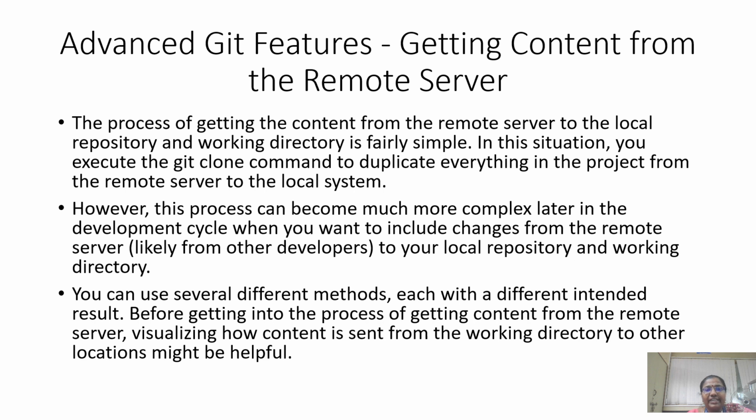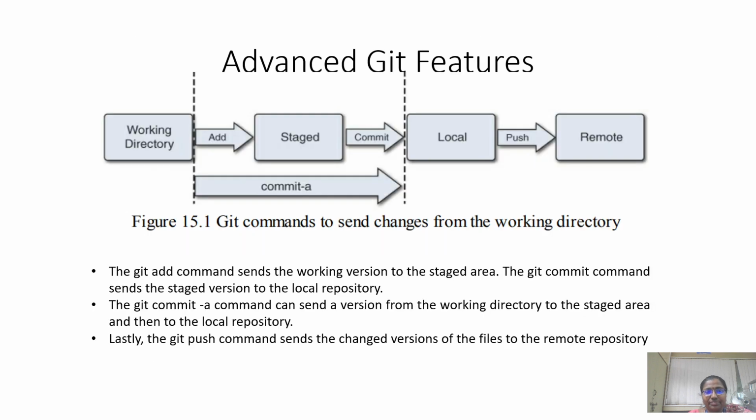The process of getting the content from the remote server to the local repository and working directory is simple. You can execute the git clone command to duplicate everything in the project from the remote server to the local system. However, this process is much more complex in the development cycle, to include changes from the remote server to your local repository and then working directory. You can use several methods to do this.